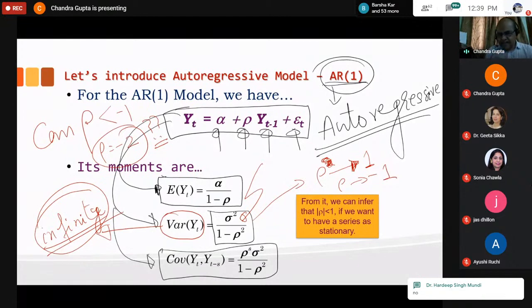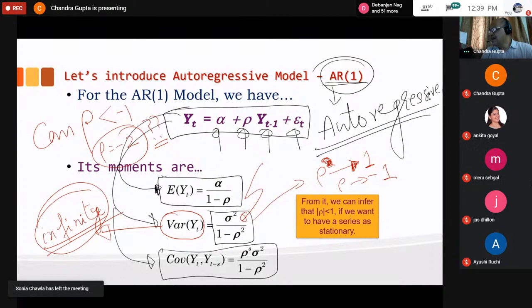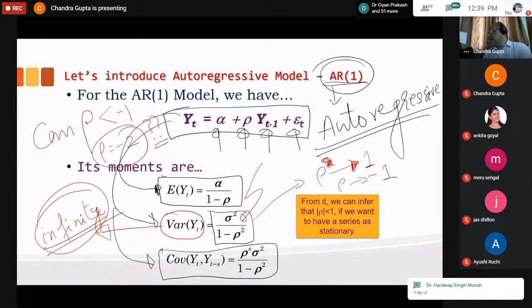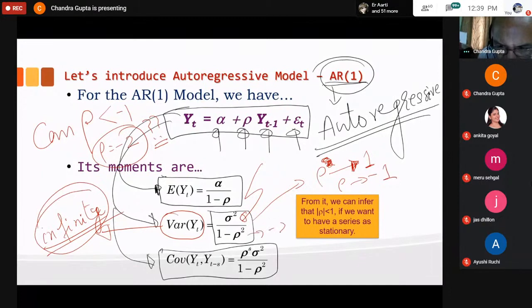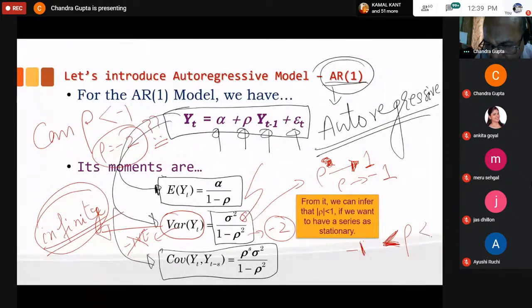No. Hardeep is saying no. Yes, you're right. But why? Why can it not be less than minus 1? Hardeep ji, boliye. It should be between -1 and +1. You're absolutely right. But why? If it is less than minus 1, say -2, for example, then your variance will become negative, which is not allowed. And therefore, the value of rho should be between -1 and +1. The moment it has a unit value, the series will be non-stationary. It should not have a unit root or unit value.